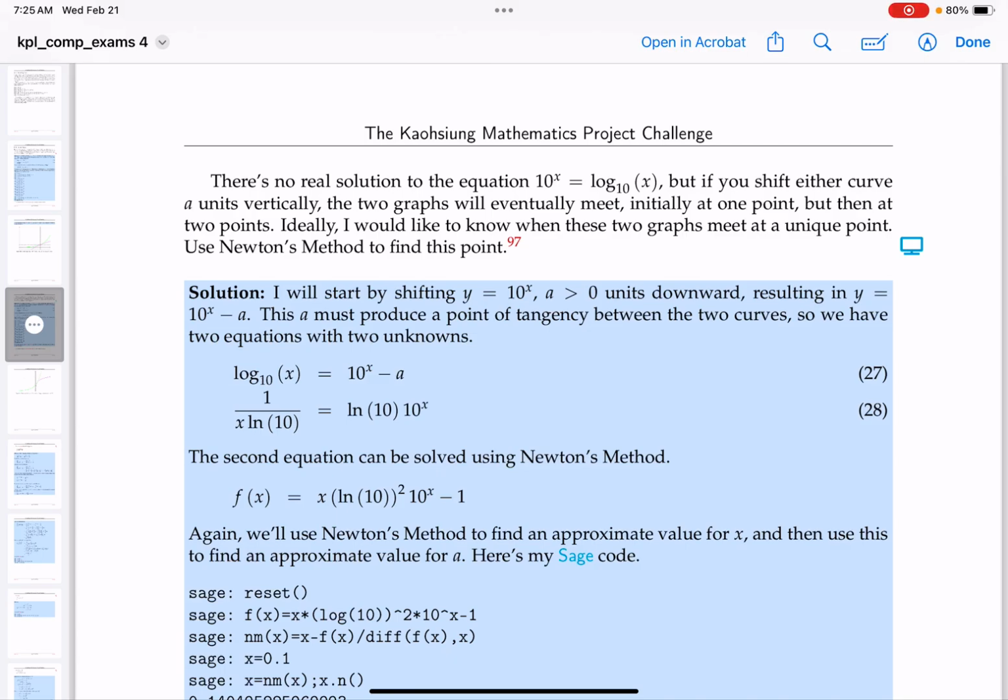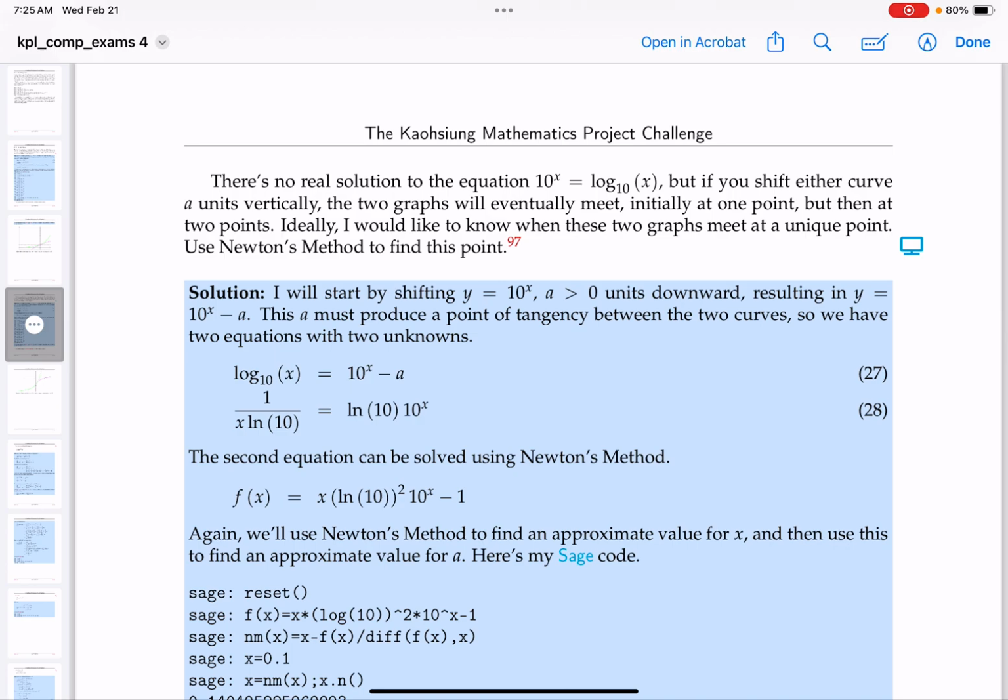Okay, there's no real solution to the equation 10 to the x equals log base 10 of x. This is similar to a different question that you certainly might have seen before. There are two in the problem sets. One is shifted left, right. The other one is just shifted up, down, all right?